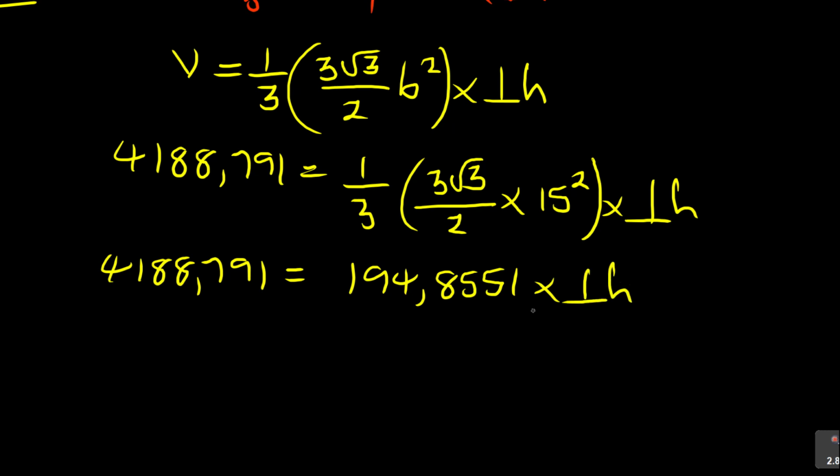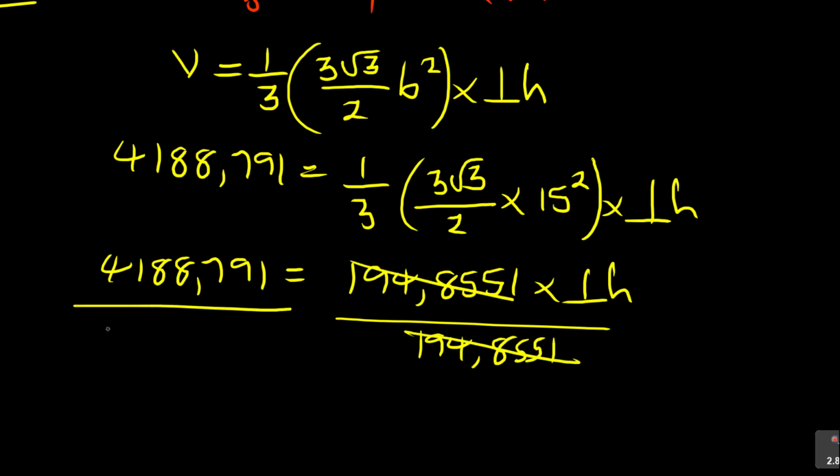Then obviously, I want to remain with h for the perpendicular height. Divide by 194.8557, so that you can cancel it out on this side. But what you do on the left, you do on the right, 194.8557. So let's see what it will give me now as my answer.